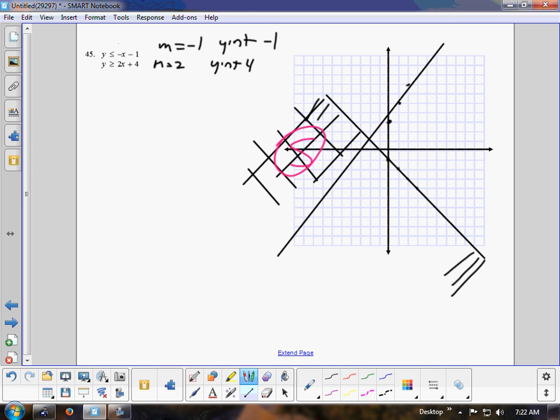And yes, label the graphs. This graph here is y is less than or equal to negative x minus 1, and this graph here is y is greater than or equal to 2x plus 4. Okay, put your arrowheads on the end, label your x, y axes, label a few numbers, and for time purposes I can label that on the last one.